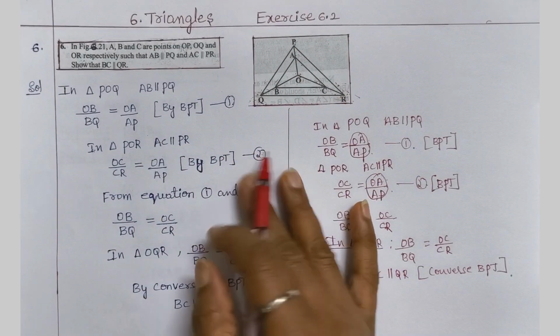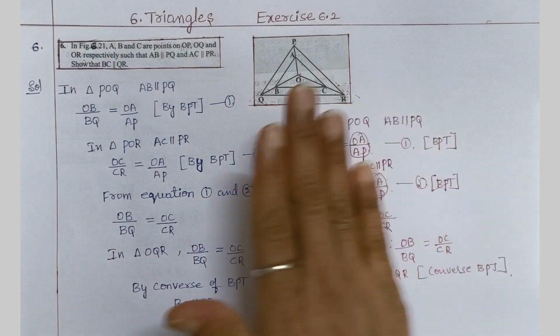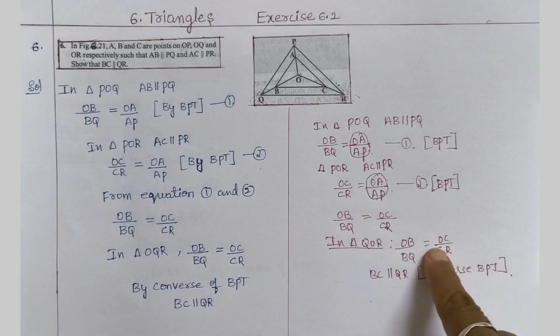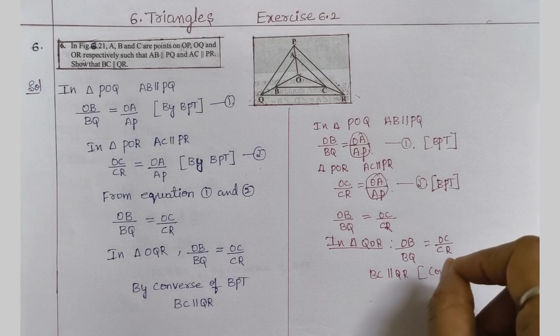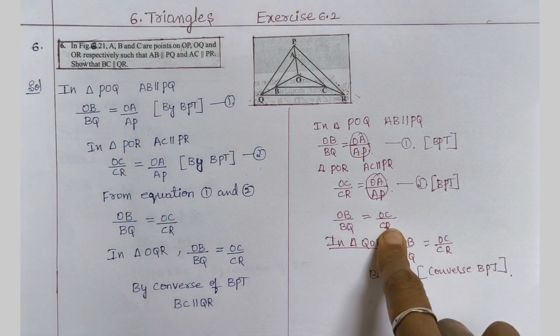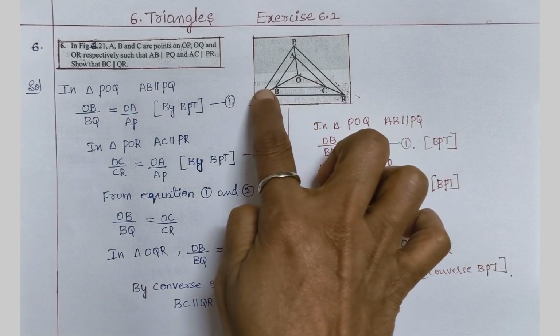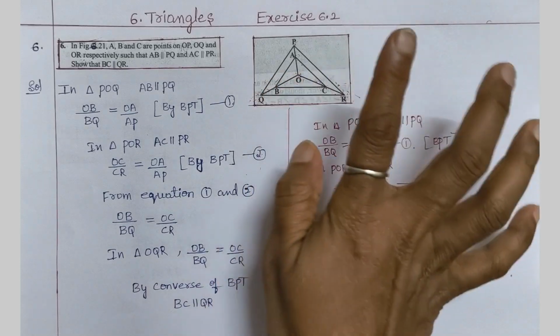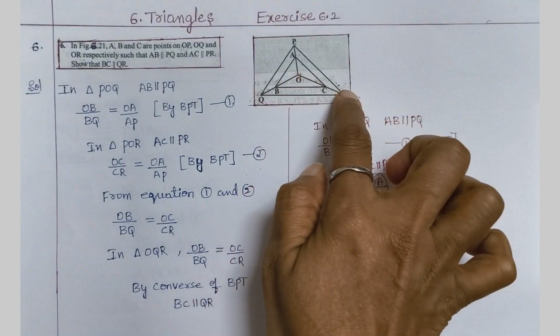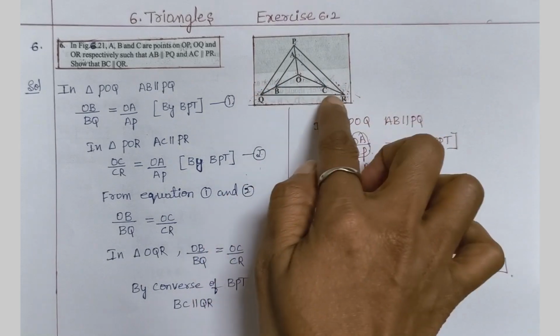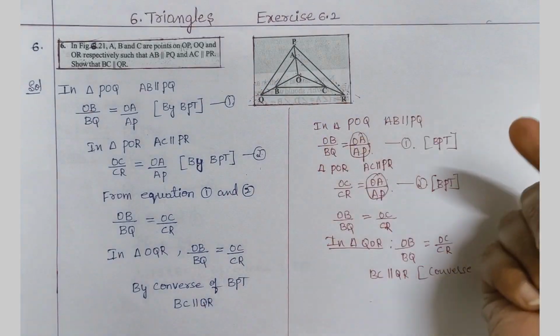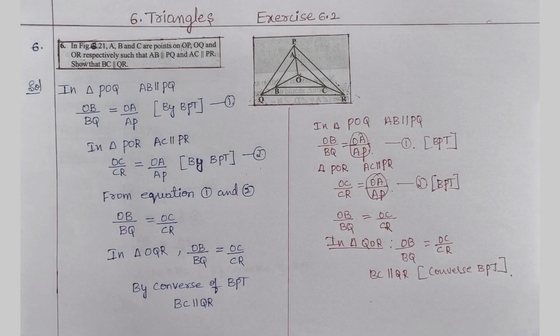From equation 1, the right hand side is equal. You take the left hand side, and automatically it will be equal. See here, equal came, so you will get this equation. After you observe this equation, now you take only this triangle, OQR. In triangle OQR, these two sides are proportional, so automatically the third side is parallel. What is the reason? Converse of BPT theorem. You can write it. Okay.